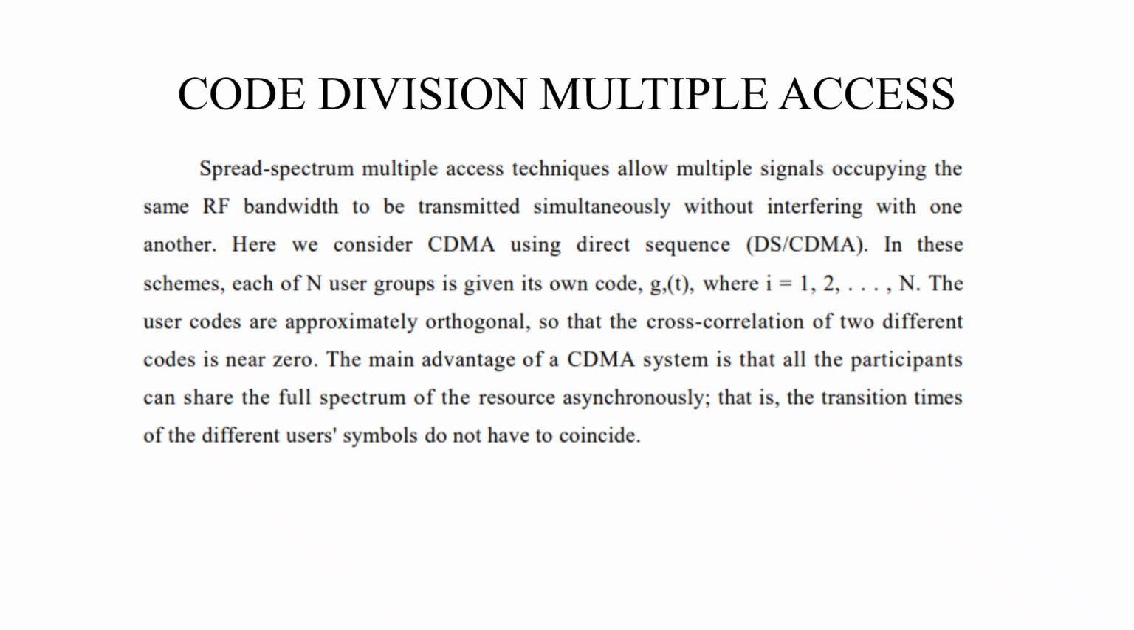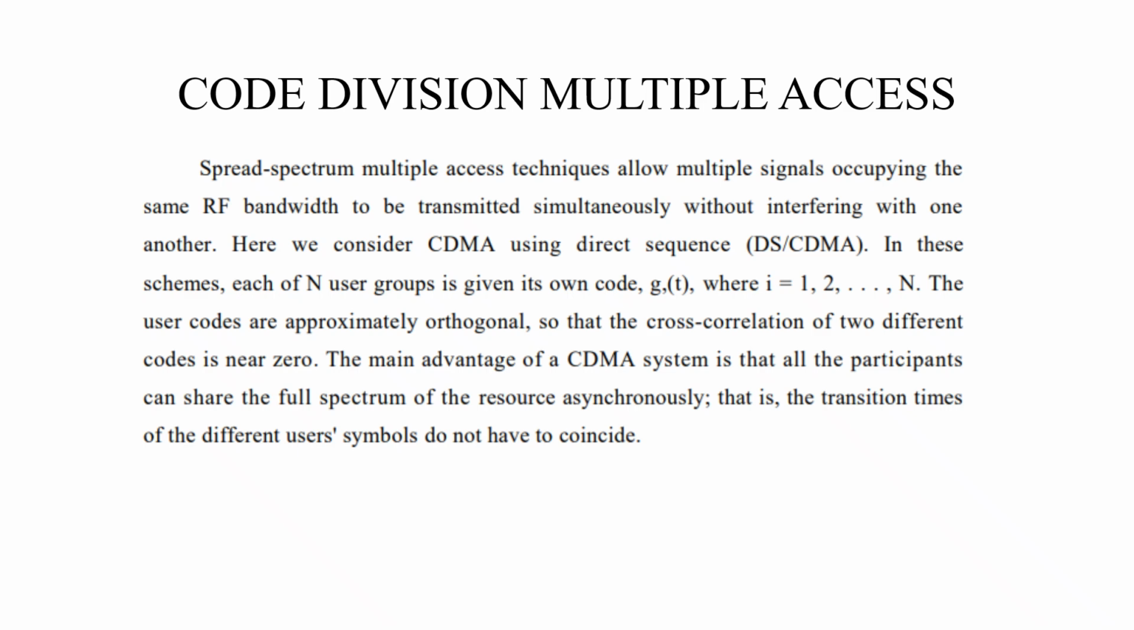In this scheme, each of n user groups is given its unique code. The code is given by Gi(t), where i stands for 1 to n. If i equals 1, it indicates the code G1(t), and if i equals 2, it represents G2(t), and so on. For each user, the code is given. They are pseudo noise codes. They are unique codes.